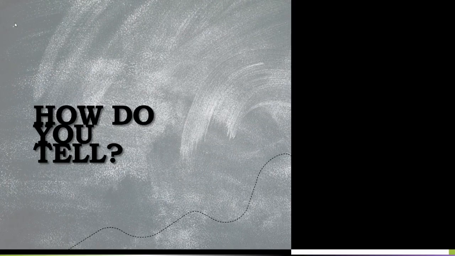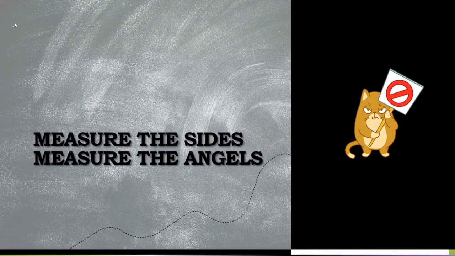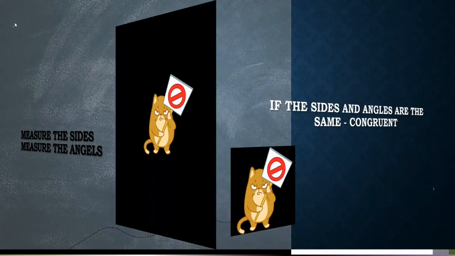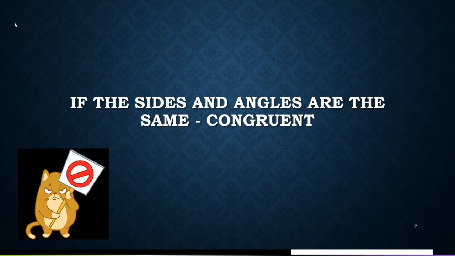Now, how can we tell if a shape is congruent or similar? Well, we have to measure the sides and the angles of the shape. So if the sides and the angles are exactly the same length, same size, then the shape is congruent. Remember, congruent means the shapes are exactly the same. It's just okay if they've been turned. I like to think of it as my phone. If I take my phone and turn it to the left, it's still my phone. If I turn my phone to the right, it's still my phone.